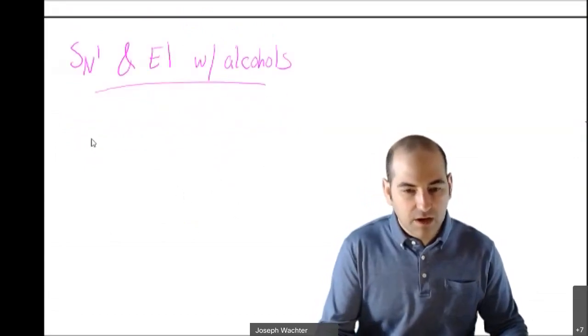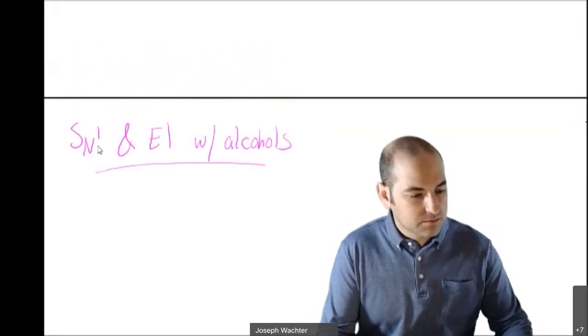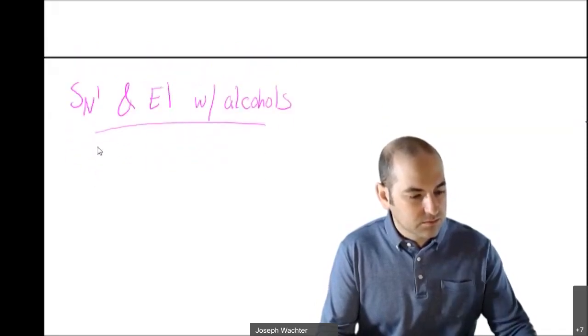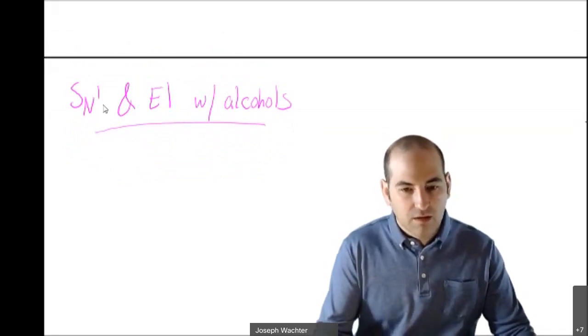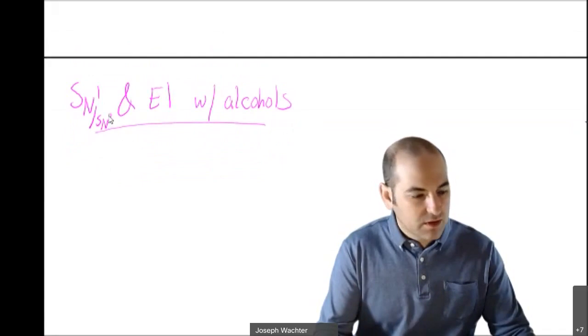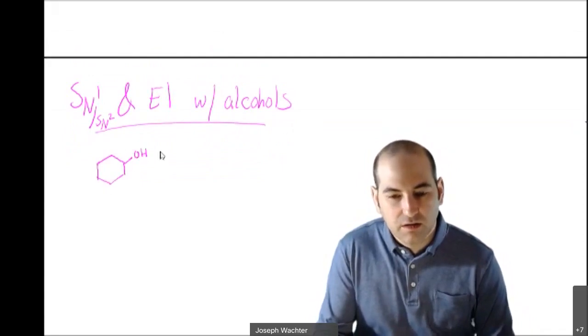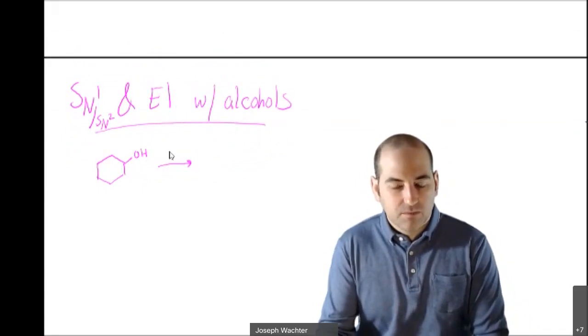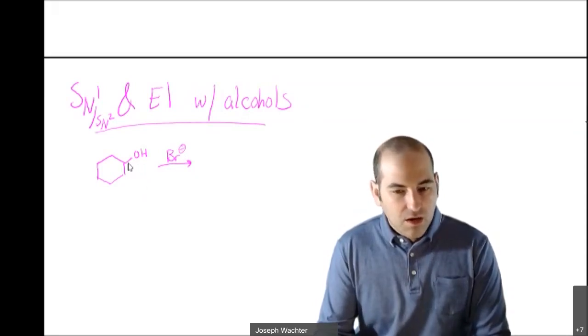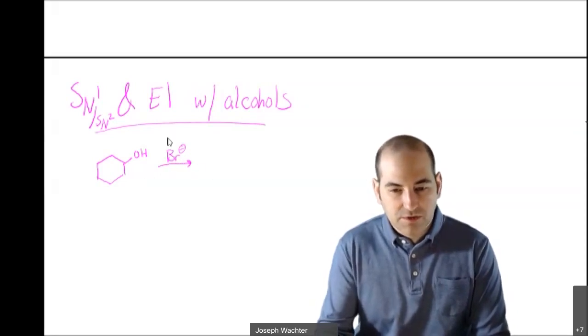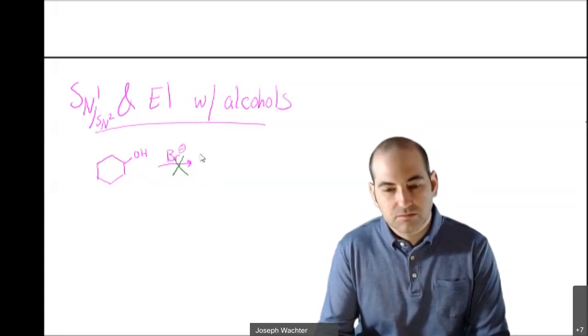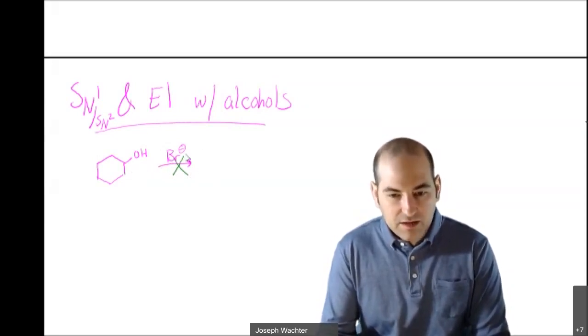So one thing that you might notice, and actually there can be some SN2 stuff going on here, SN1 and SN2. If we have an alcohol, let's say like cyclohexanol, and we imagine that reacting with some nucleophile, even a particularly good nucleophile, we're not going to see our standard substitution products. No reaction here. The reason for that is that bromide is a weak base.